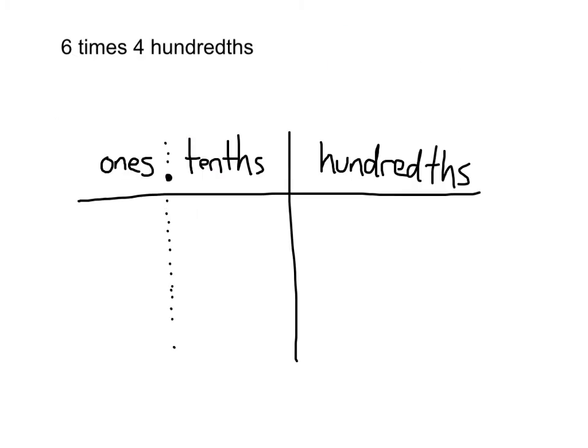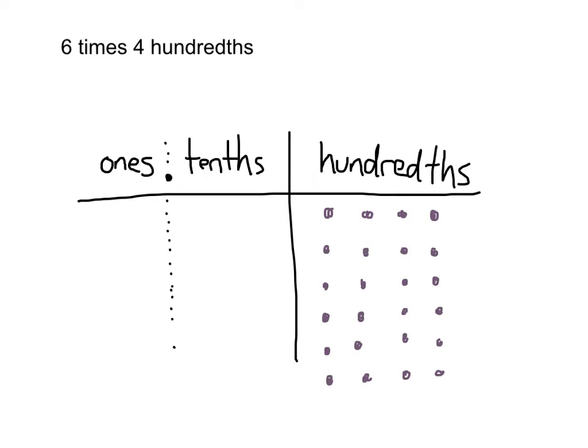For my next example, I have 6 times 4 hundredths. So I'm going to start with my 4 hundredths. There they are. And I need 6 groups of those. So there's 1 group, 2 groups, 3 groups, 4 groups, 5 groups, 6 groups. So there's the picture of how many hundredths I would have.